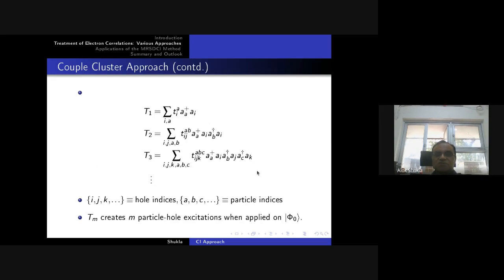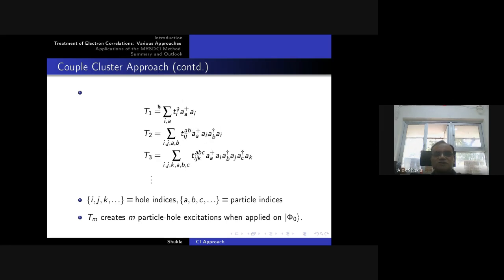And what are these cluster operators? T1 is nothing but a one-electron operator. We have an annihilation operator for the ith molecular orbital, for the electron residing in the ith molecular orbital, and we destroy it from there and promote it to a different unoccupied molecular orbital. That is what the creation operator does. So a_i annihilates the electron in the ith occupied molecular orbital, and a_a dagger is creating an electron in the ath virtual orbital. Here a is both a subscript and a quantity. So i, j are for occupied orbitals and a, b are for virtual orbitals.